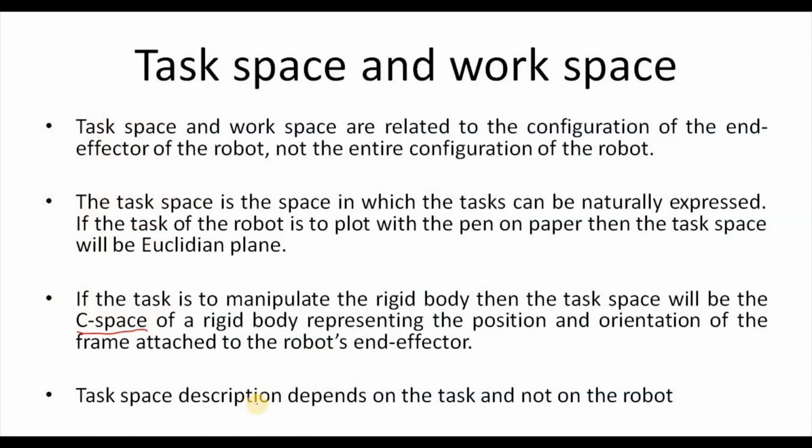Okay, the task space description depends on the task and not on the robot. As you have already seen, the configuration space of the robot, how it's connected and how many links it has, has nothing to do with the task space. The task space depends upon either the configuration of your rigid body, or it has something to do with the end effector of the robot. But for sure it's not dependent upon the configuration of your robot.